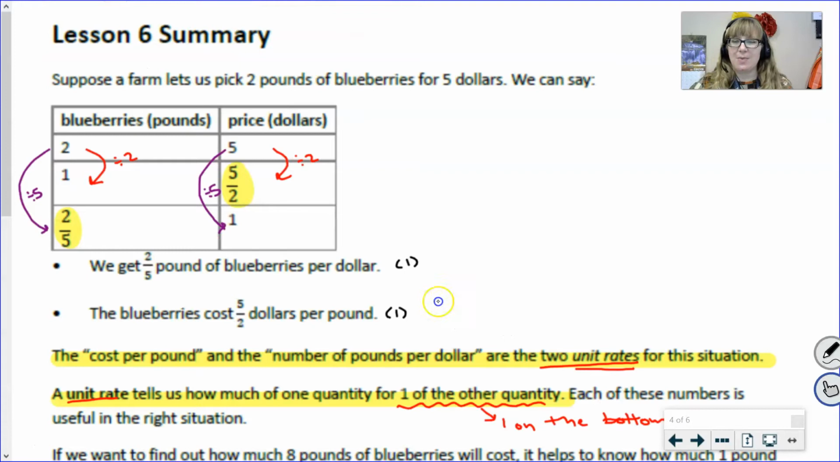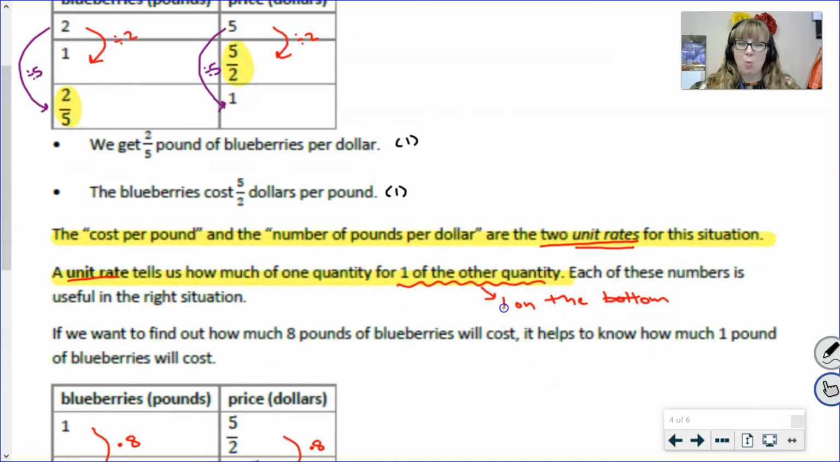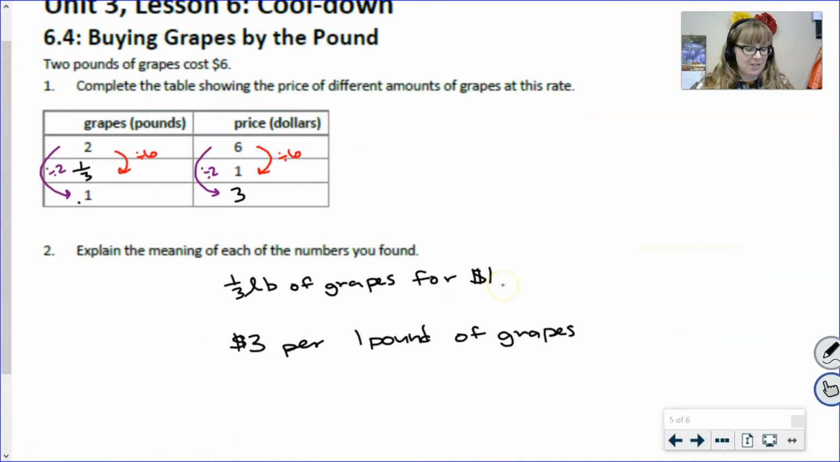Notice, just as I mentioned here, that we always want that 1 to be on the bottom so that it's per 1. We also are writing these when we write them quantitatively so that the 1 is at the end, for $1 or per 1 pound of grapes.